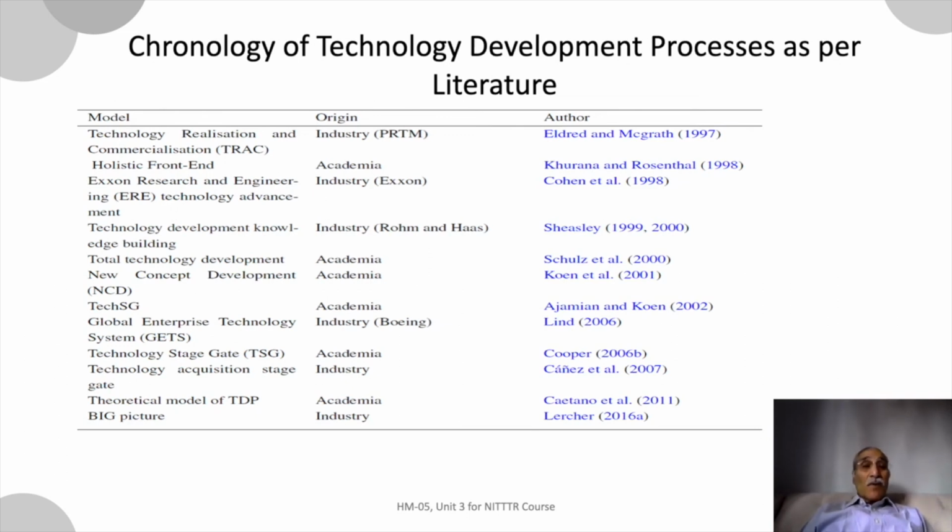So this is basically what starts these technological developments, and starting from the early 20th century and going right up to the beginning of the 21st century, we have various models that have been created, but we are going to list out here only 12 models: the technology realization and commercial model, holistic front end model, Axon research model, technology development knowledge building, total technology development model, new concept development model, technology search gate, global enterprise technology system, technology stage gate, and technology acquisition stage, theoretical model of technology development process, and big industry. So we are trying to talk in terms of these different developments.